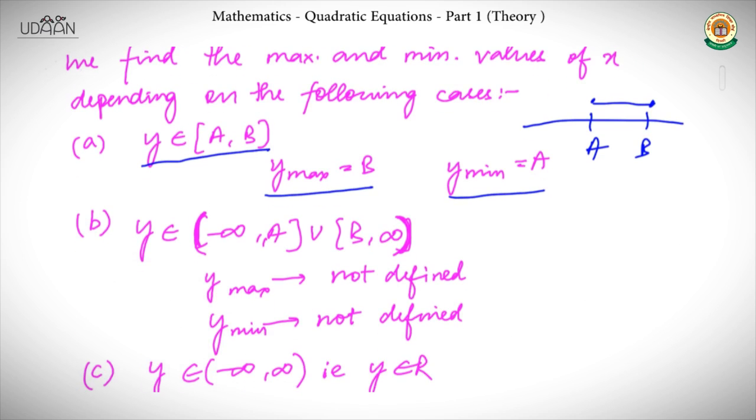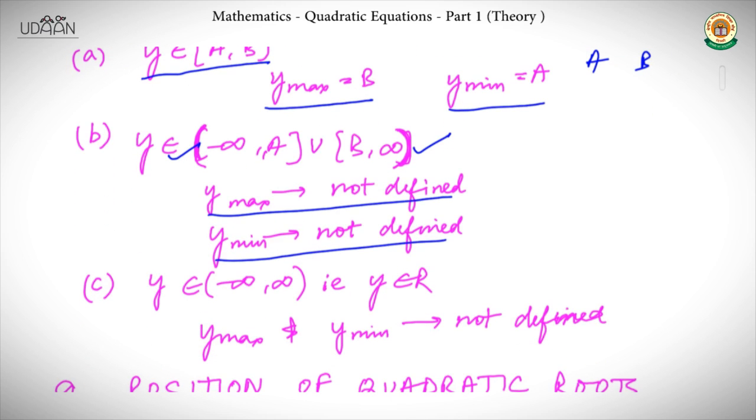Second case, if y belongs to minus infinity to a, union a to infinity, we say that the maximum value is not defined and the minimum value is also not defined, as you can clearly see from here. Third case is if y belongs to minus infinity to infinity, that is we say that y belongs to R. In that case again, the maximum and the minimum values of y are not defined.